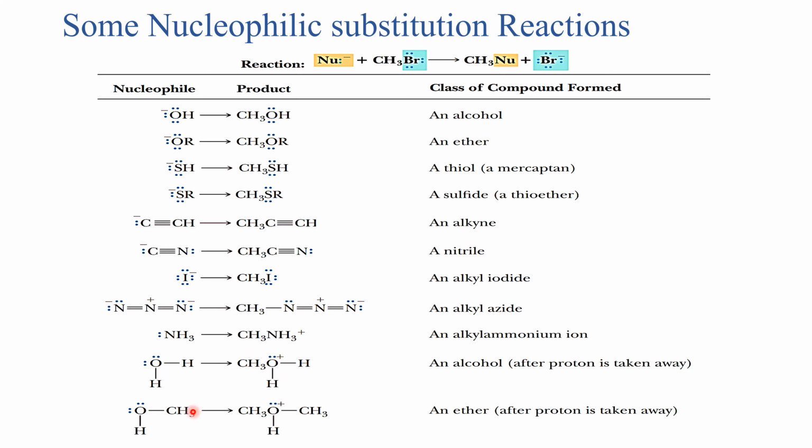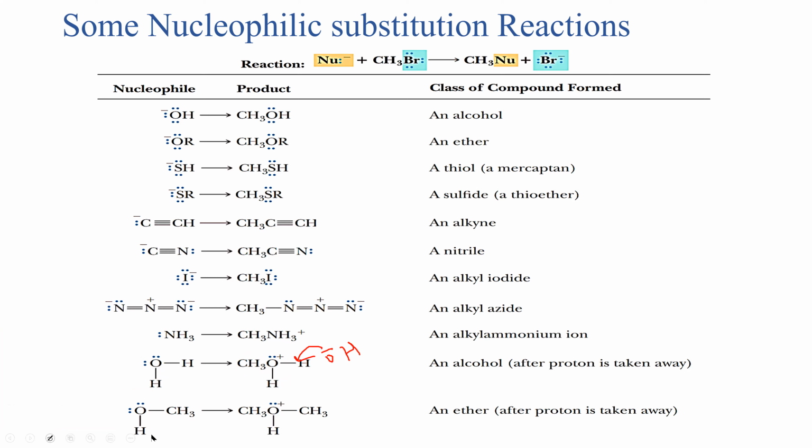Next is the water molecule, and again that will eventually go to the alcohol. To give you the idea of how that happens, if we provide OH negative in the system, it will abstract that extra proton, and then it will be CH3OH.